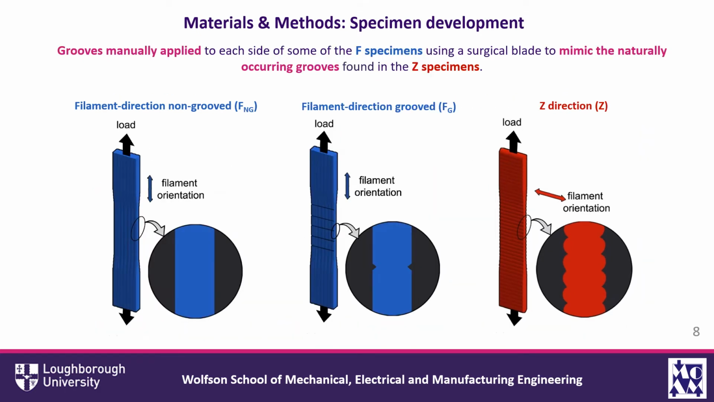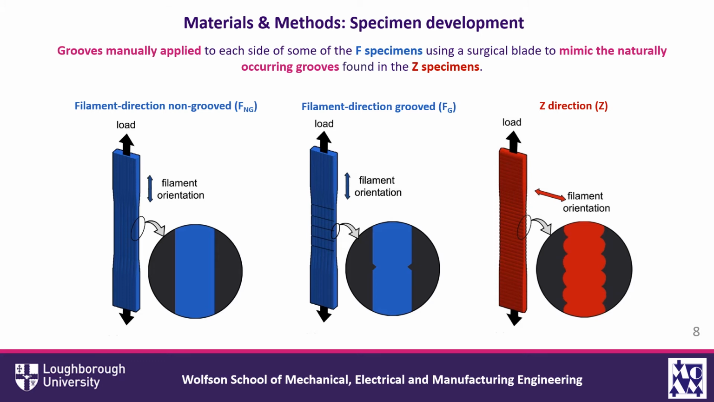To identify if the filament scale grooves in the Z direction were responsible for reduced mechanical performance, we decided to mimic the geometry found in the Z direction specimens into the F direction specimens, and that is shown in the image in the center here. This was done using a surgical blade, and the grooves were incorporated in 5 locations on each face of the specimen. Additionally, we tested a filament non-groove specimen for comparison.